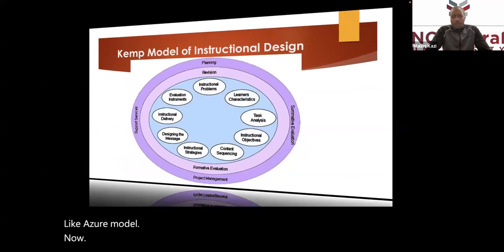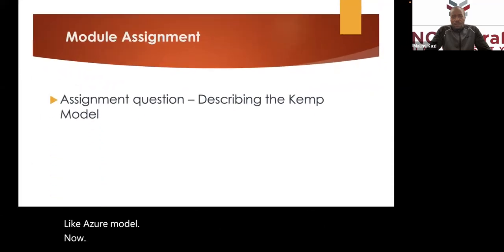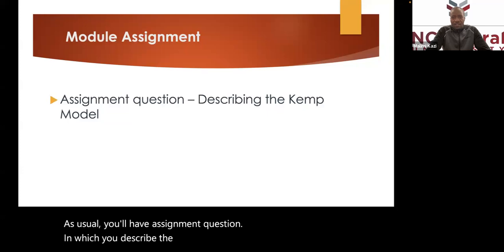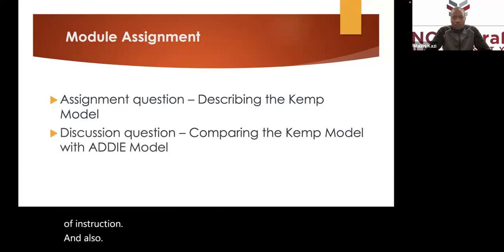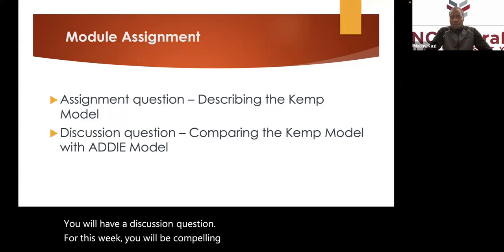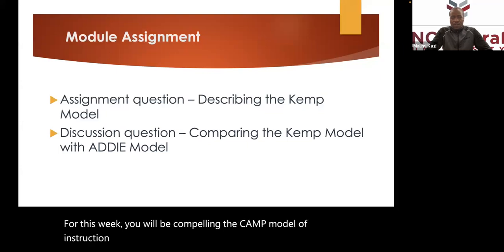Now, for the assignment, as usual, you'll have an assignment question in which you describe your understanding of the Kemp model of instruction. And also, you'll have a discussion question. For this week, you'll be comparing the Kemp model of instructional design with the ADDIE model of instructional design.